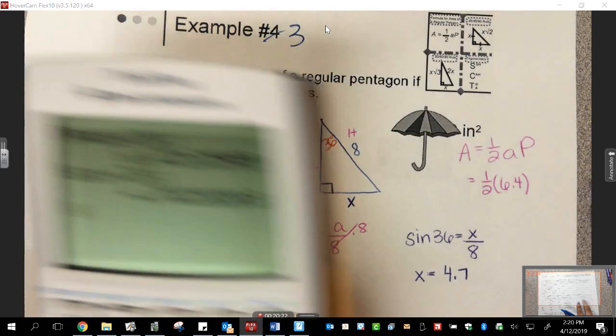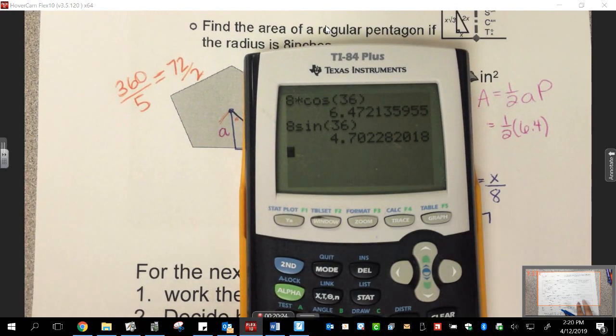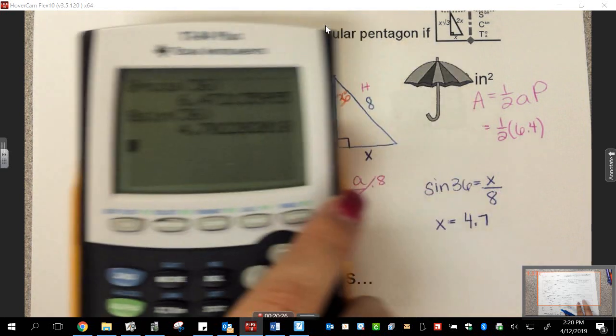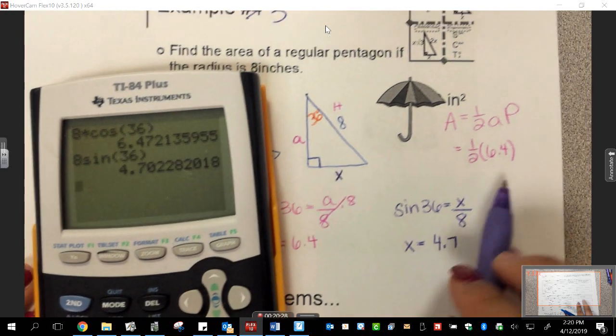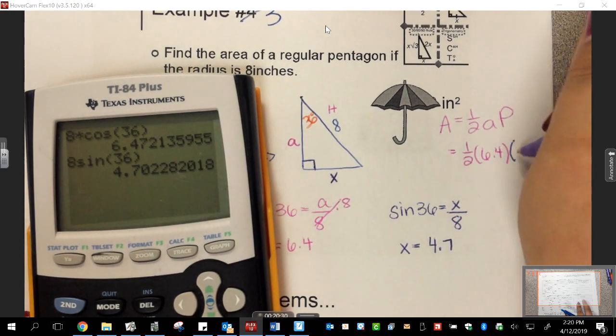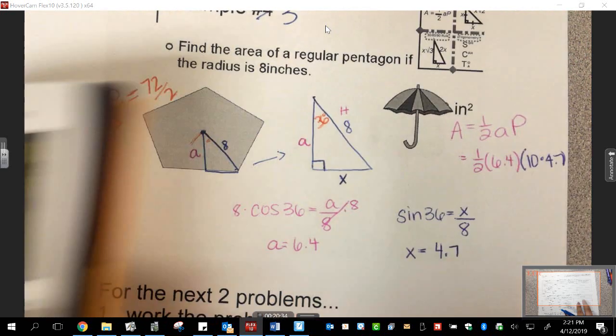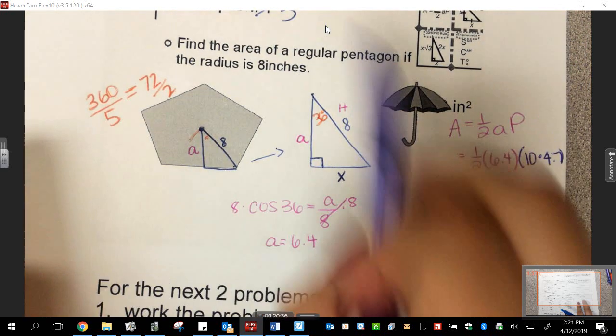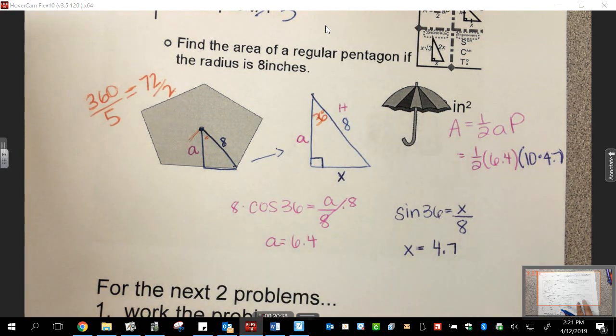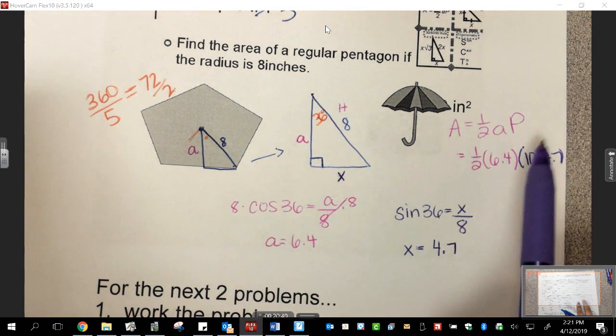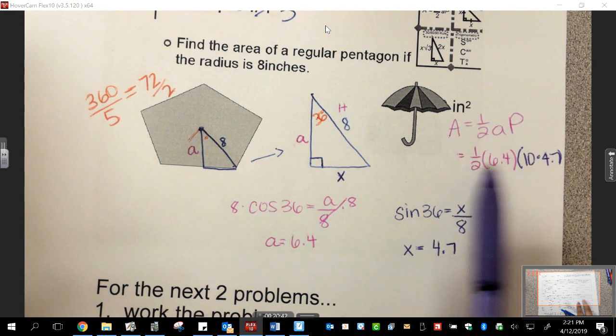Okay, so I want you to watch what I'm going to do. I'm going to write in my formula, the perimeter is 10 times 4.7, because you're right, or you could do times 2 times 5. It's all the same thing. Is everybody clear how I'm getting that? I'm not putting this in my calculator, though.